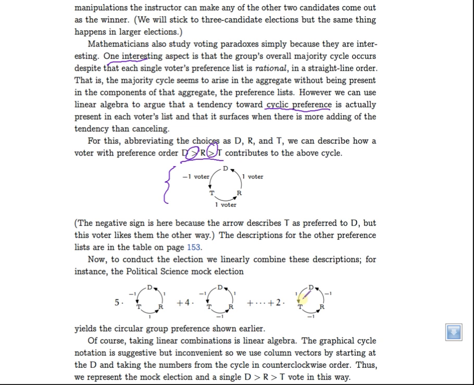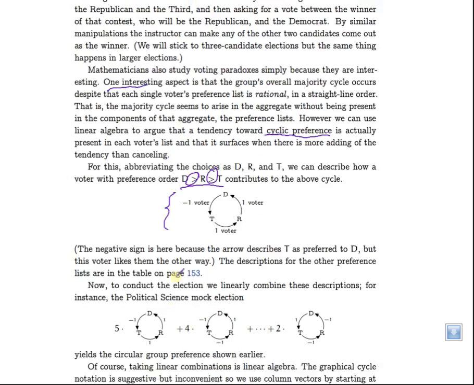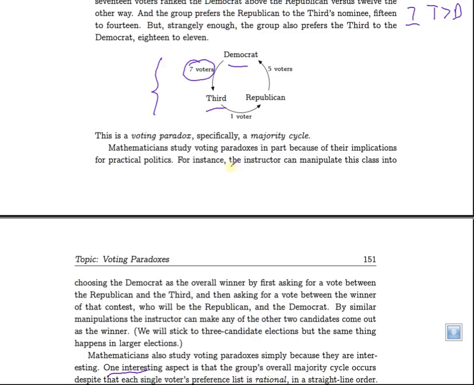Okay. This looks very much like vectors, and in fact, it can be represented as vectors. We can use this vector here to represent that 7 voters prefer third to Democrat, 1 voter prefers Republican to third, 5 voters prefer Democrat to Republican. So you represent that as 7, 1, 5.